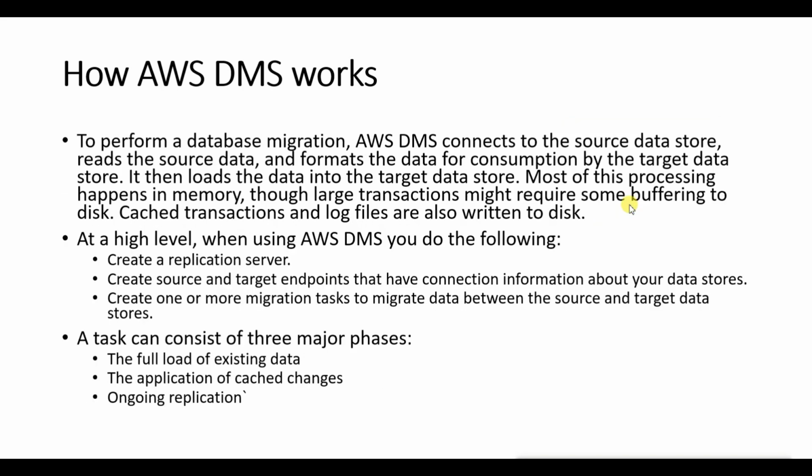To perform a database migration, AWS DMS connects to the source data store, reads the source data, and formats the data for consumption by the target data store. It then loads the data into the target data store. Most of this processing happens in memory. Though large transactions might require some buffering to disk, cached transactions and log files are also written to disk. So most of it is done in memory.